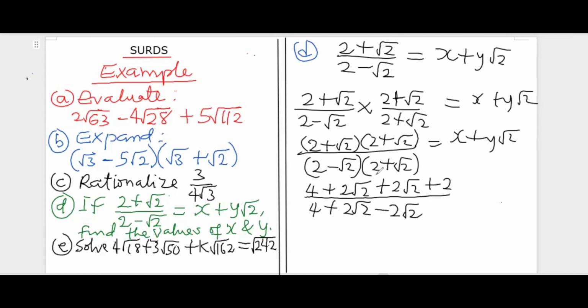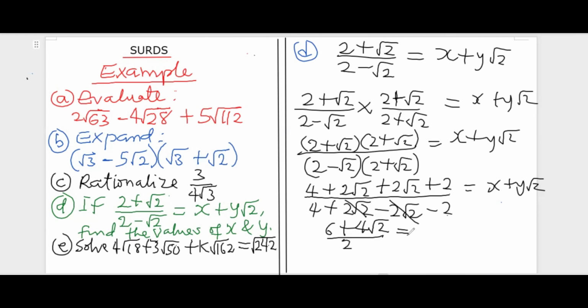You can see that 2 root 2 and minus 2 root 2 will cancel out. Minus root 2 times root 2, that is minus root 4, which is minus 2. So we still have it as x plus y root 2 here. On top, we now have 2 plus 4, that is 6. Root 2, 2 root 2 plus 2 root 2 is like 2x plus 2x, that is 4 root 2. Over, for this one, we have 4 minus 2 left, which is 2.